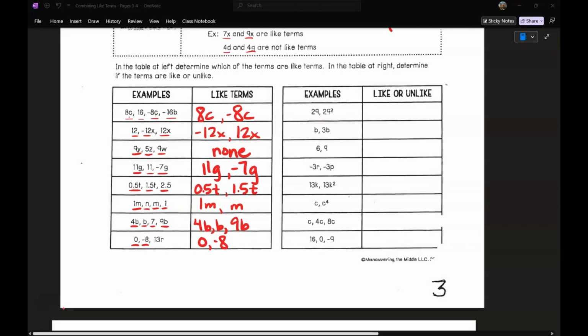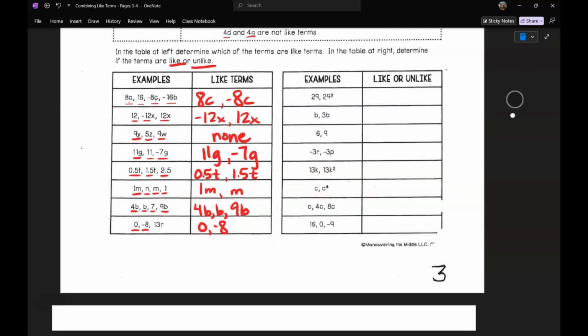All right, in our second table, we have to just say like or unlike. Those are our 2 choices. We don't have to list them out. We just have to say, yes, they're alike or no, they're not. So 29 and 29 squared. They don't have any variables. Because they don't have any variables, that makes them like one another. I could actually add those together if I wanted to.